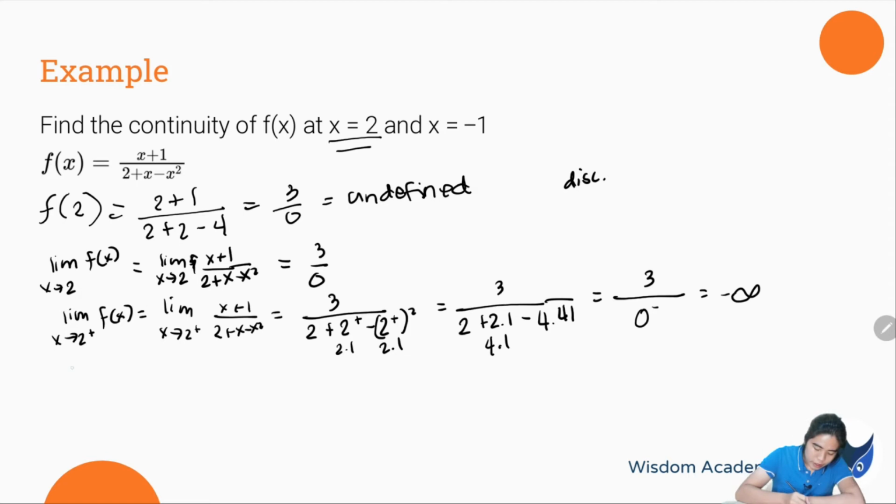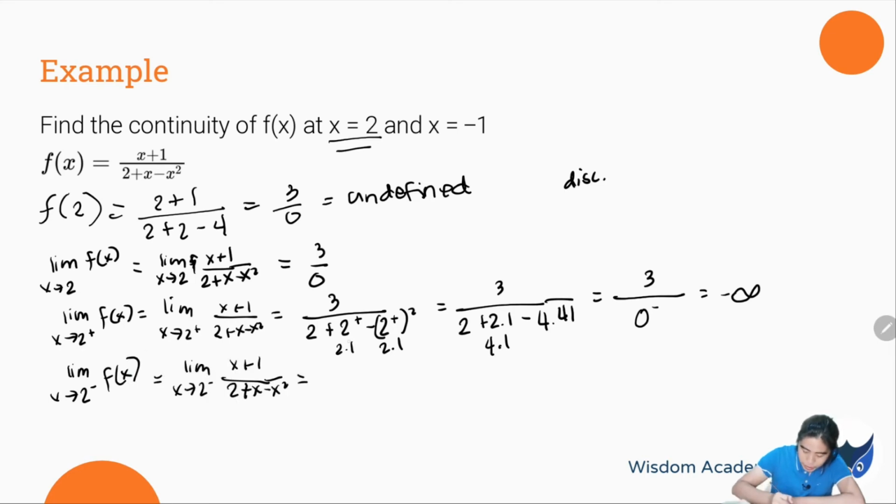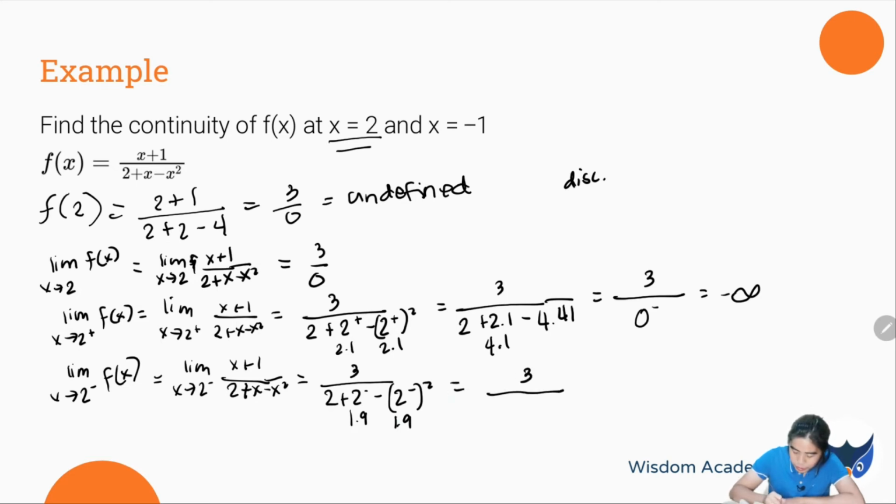So, ganun din. Hanapin naman natin yung limit niya from the left. So, this will be equal to, gamit ulit tayo dito, 1.9 para hindi tayo malito sa sign. So, this will be equal to 3 over 3.9 minus 3.61. So, 3.9 minus 3.61, so positive siya, so 0 plus. So, this will be equal to positive infinity.